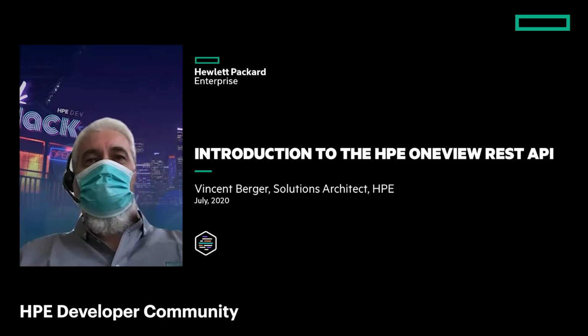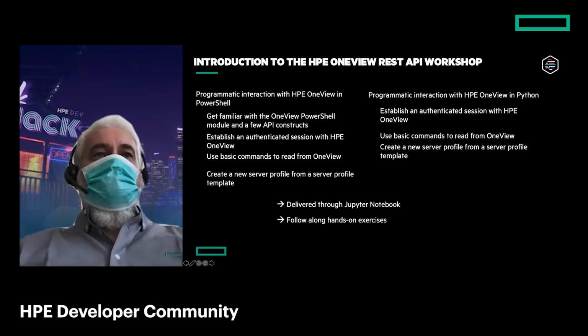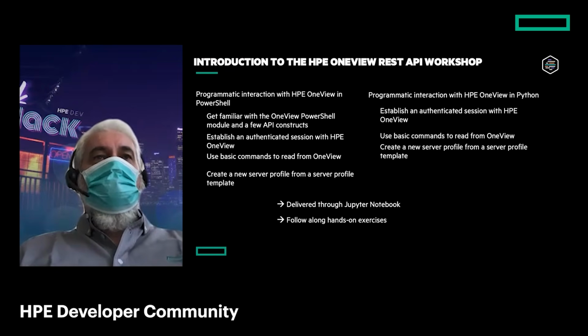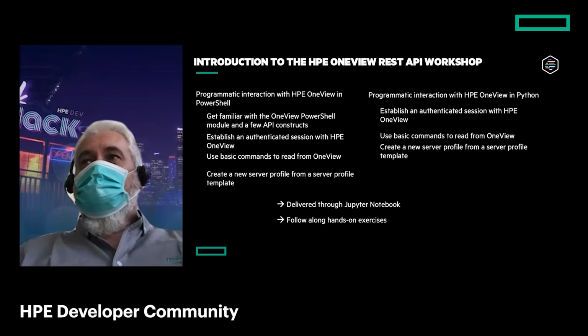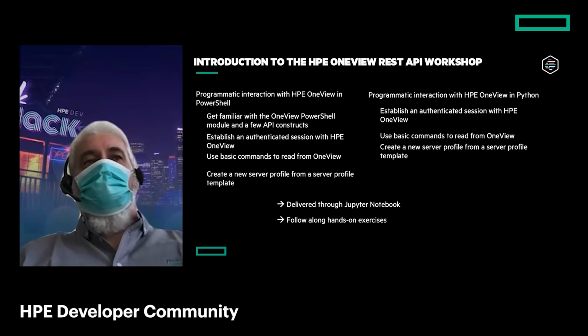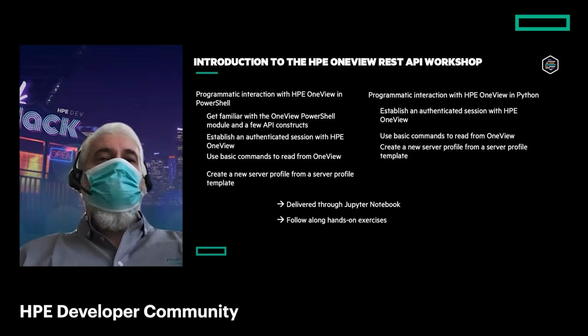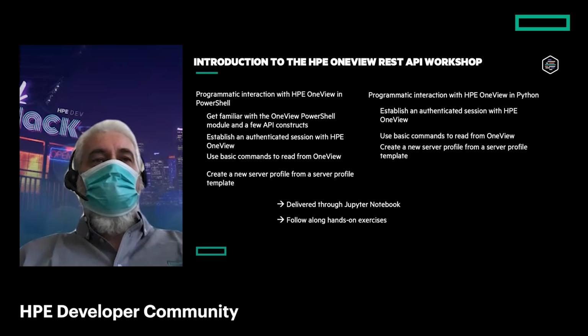This is an introduction to the HPE OneView REST API. In this session, we are going to use two programming languages, PowerShell and Python, to work with the OneView API. First we'll get familiar with the OneView PowerShell module and a few API things, and then we'll do some simple work: establish an authenticated session with HPE OneView, look at some commands to read from OneView, and finally create a new server profile from a server profile template.